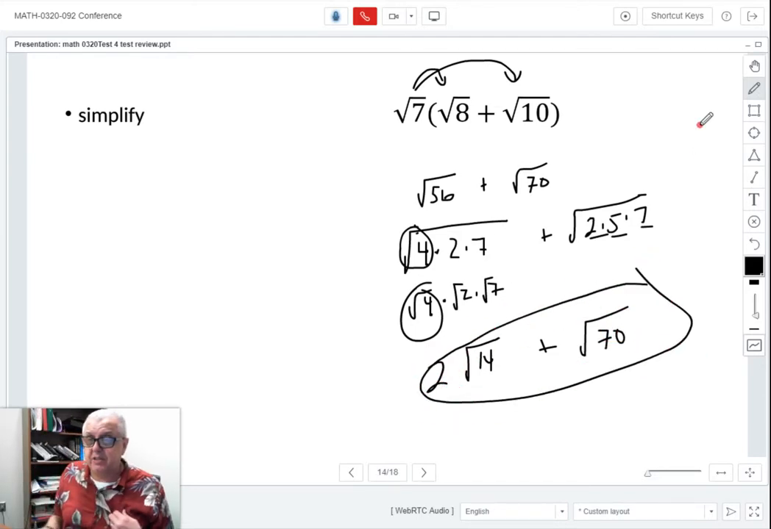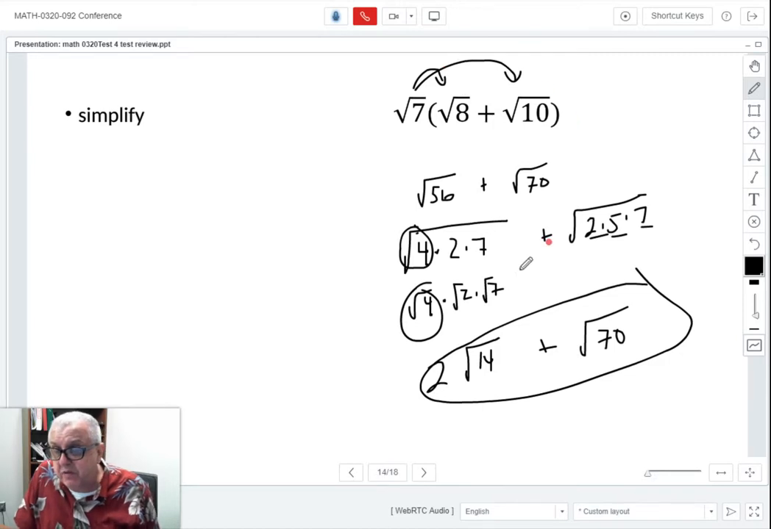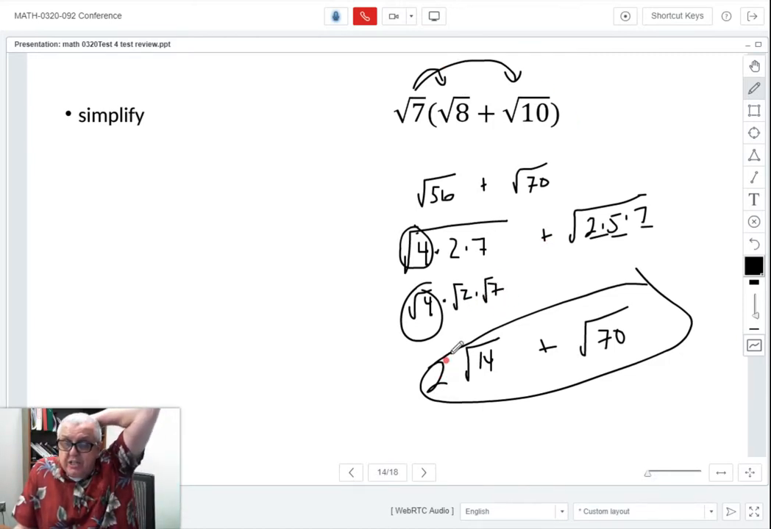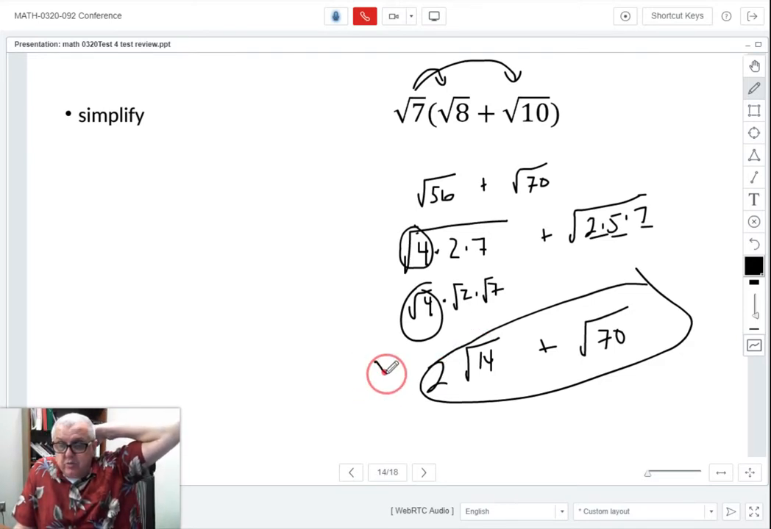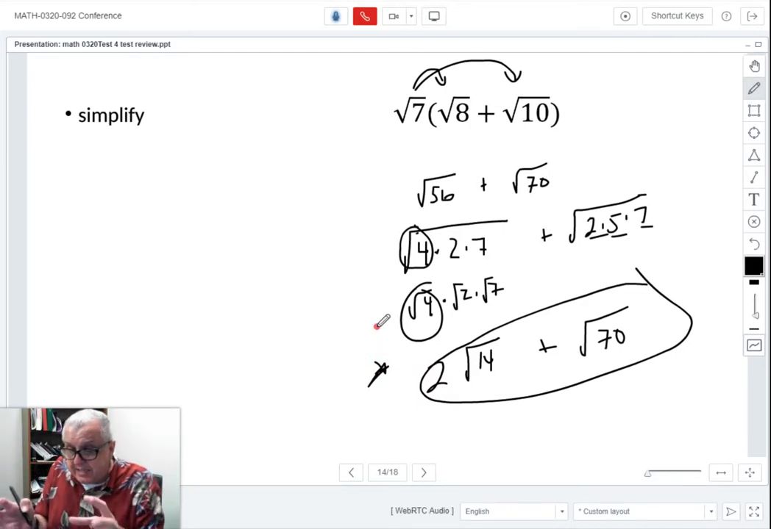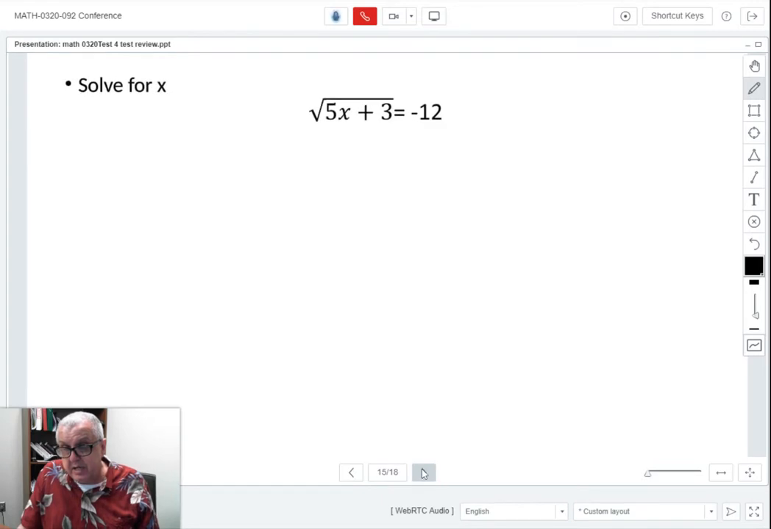Nothing simplifies there. So we had to distribute first and then try to take as much out of the square root as we could. I could take a 4 out of there, the square root of 4, and it equals 2. So this would be the final answer. Those don't add together because they're not like terms. And I think this is the last problem.